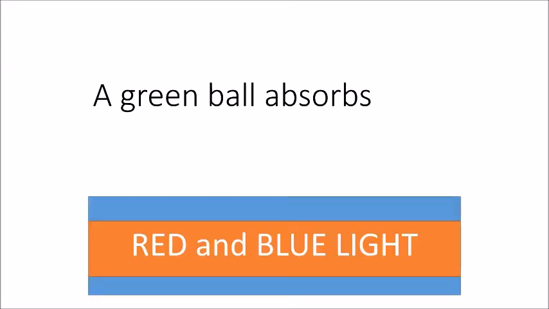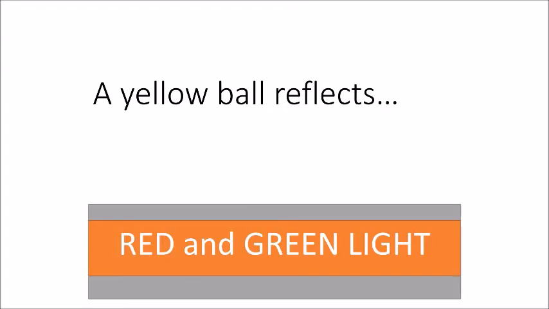A green ball absorbs what? What color is a green ball absorbing? It is absorbing red and blue light. Well done if you wrote red and blue. A yellow ball. Things are getting a little trickier now. A yellow ball reflects red and green light. Because remember, yellow is a combination of red and green.